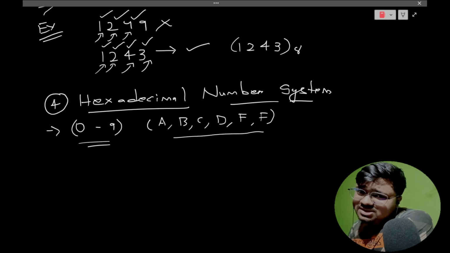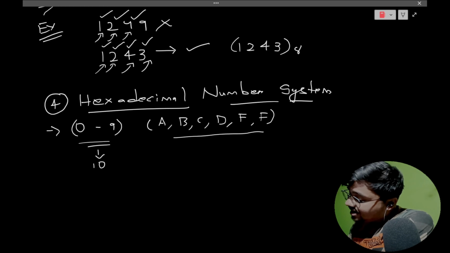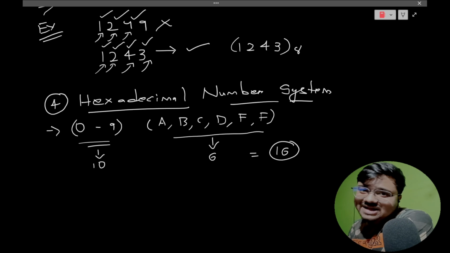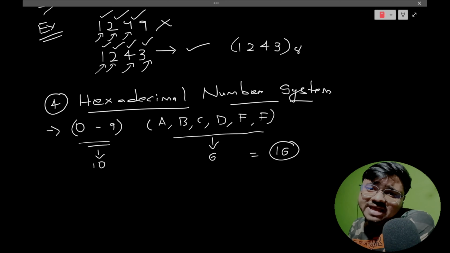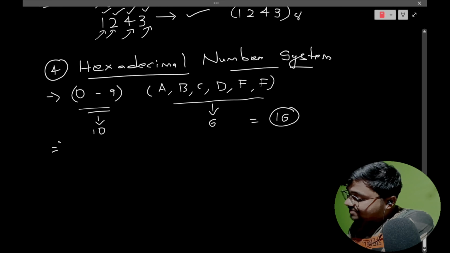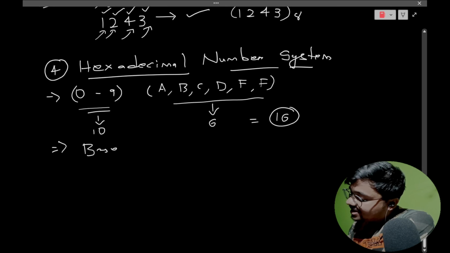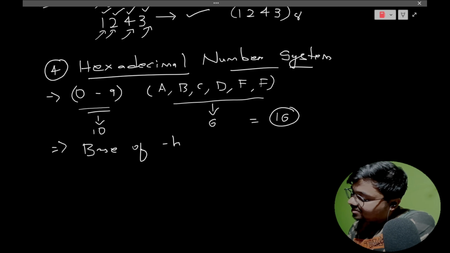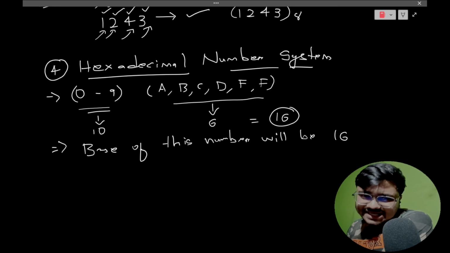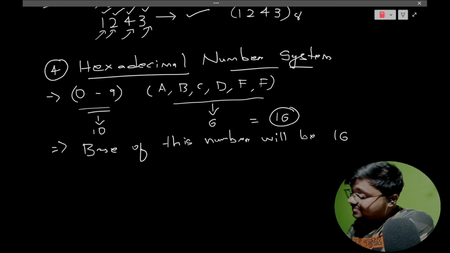Now just count the number of different digits that you have. 0 to 9 is 10, and A to F is 6. That means total 16. So by this you will be verifying that the base of hexadecimal will always be 16. Yes. So the base of this number system will be 16. Easy.